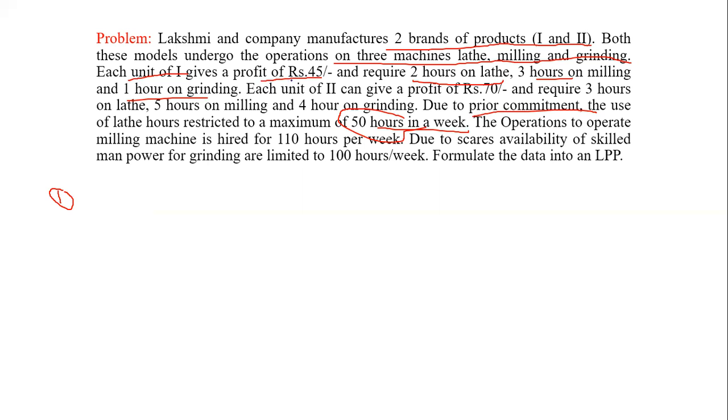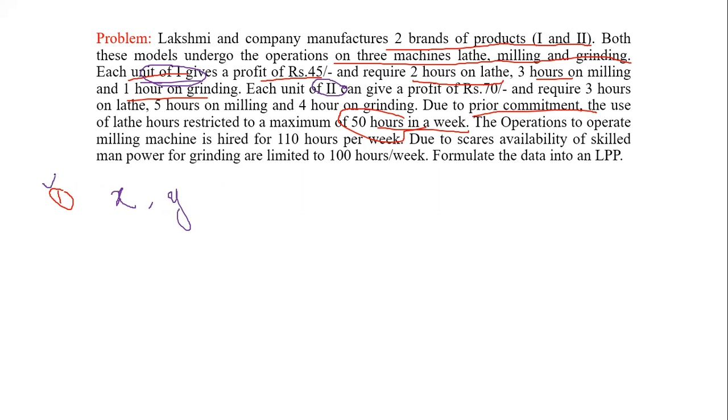Now here the profit will depend on the number of units of product 1 and product 2, because ultimately the manufacturing company will produce 2 types of brands, brand 1 and brand 2. Now I know the profit on 1 unit, but I don't know how many units I have to manufacture. Therefore, let us consider X be the number of units of product 1. I will highlight like this, instead of writing. And Y be the number of units of product 2. Right. So this is the first step.